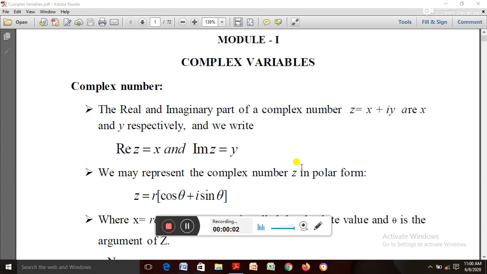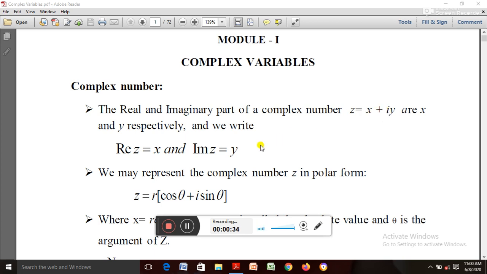Dear student, in this video we learn Module 1, complex variables. You have already studied complex numbers in the PUC classes, so let us recall what a complex number is. The real and imaginary parts of a complex number z equal to x plus iy are x and y respectively, and we write real part of z is x and imaginary part of z is y. Means if a number contains both real and imaginary parts, it is called a complex number.